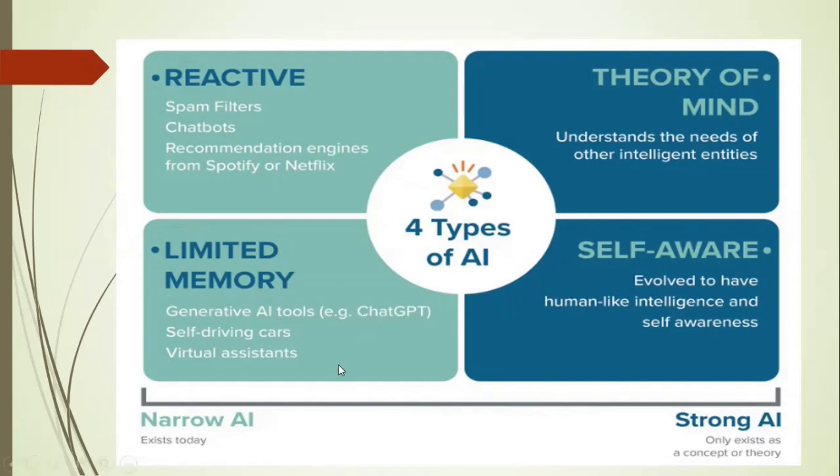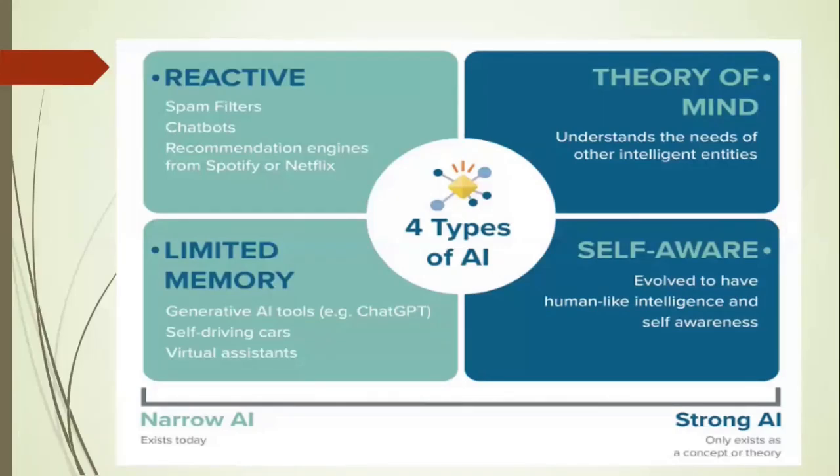So you can see limited memory. These days, all of you are using Chat GPT. That is one example of a generative AI tool, which is based on limited memory. That means you think they are still using a huge amount of data storage to get the answers. Still, we call them limited memory AI.